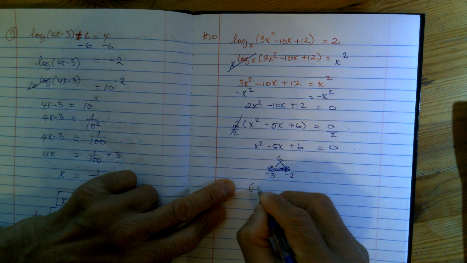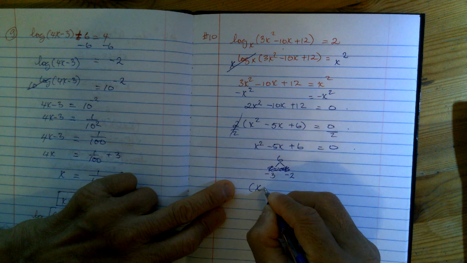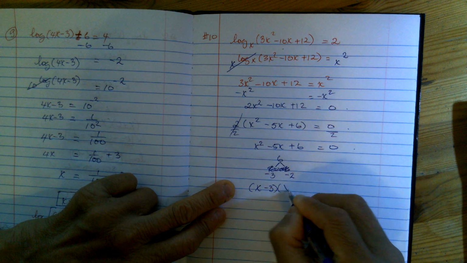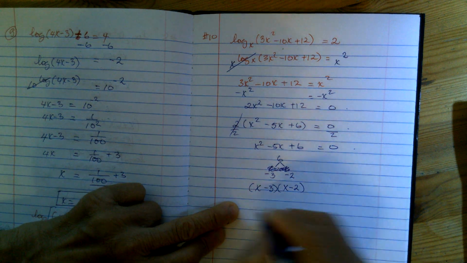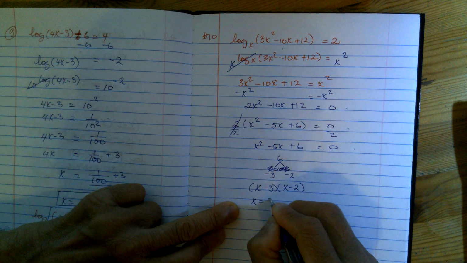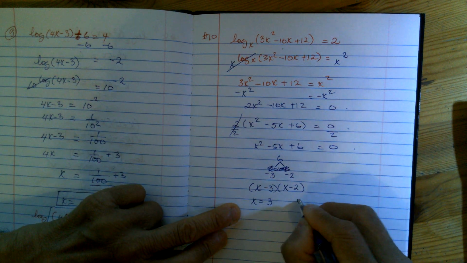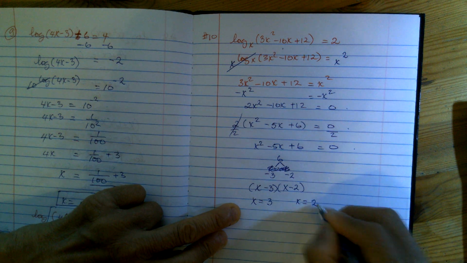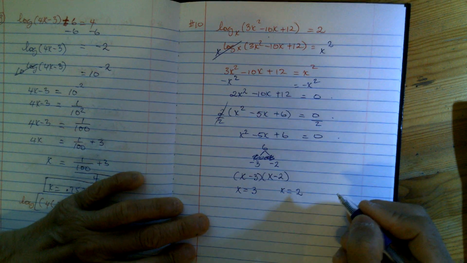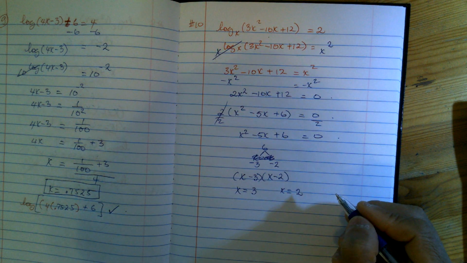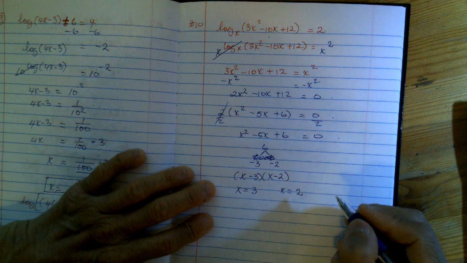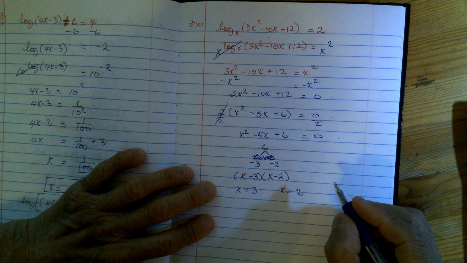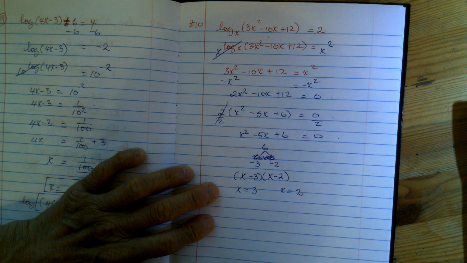So the answer is going to be x minus 3 times x minus 2. And when we solve for x, we're going to end up with x equal to 3 and x equal to 2. Okay, again, we cannot just say we're done. We have to check for extraneous solutions.